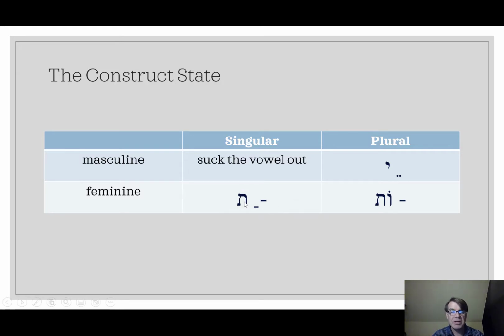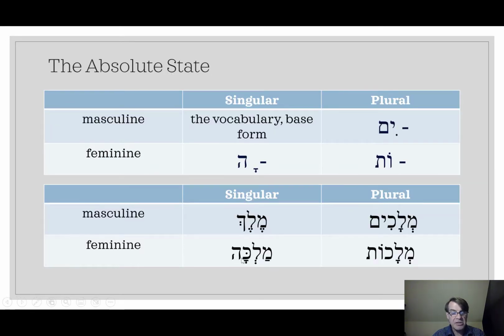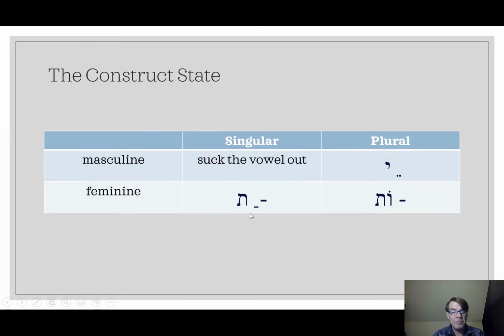So a patach tav is a way of making a feminine construct. If kamatz hey is the normal absolute, and it becomes patach tav, that tells you this is a feminine singular construct. The queen of peace would end in patach tav, and you put an "of" after it. Notice that it's short, because constructs tend to go with short vowels.